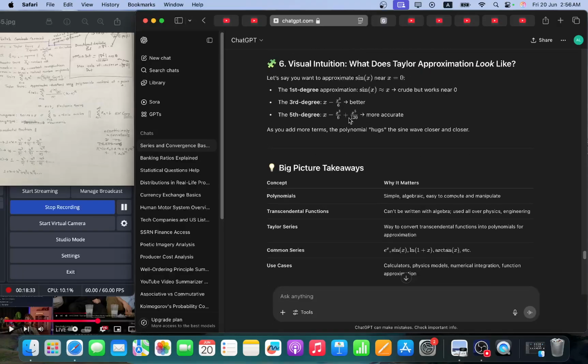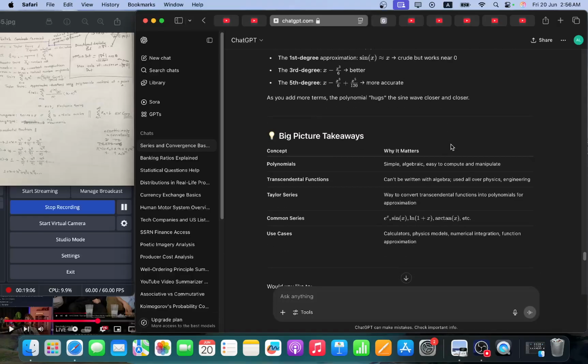And the last thing I think I need to speak about from here is visual intuition. What does a Taylor approximation look like? Let's say you want to approximate sin x near x equal to 0. The first degree approximation is sin x ≈ x, which works near 0. The third degree is this, better. The fifth degree, more accurate. As you add more terms, the polynomial hugs the sine wave closer and closer.